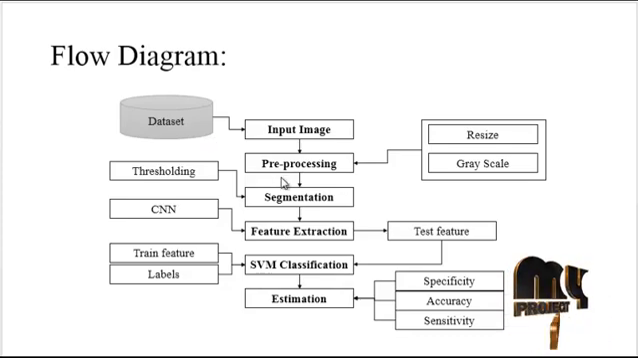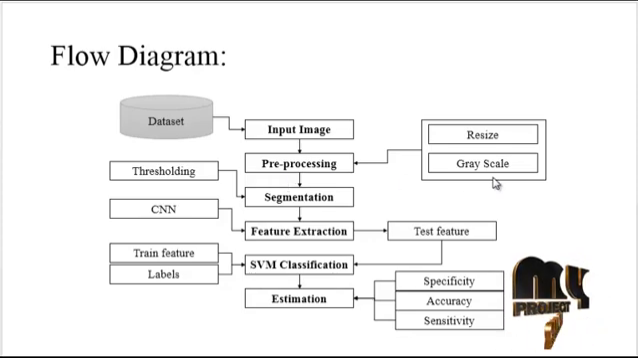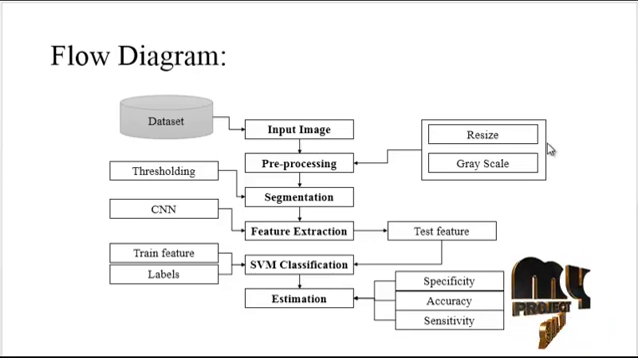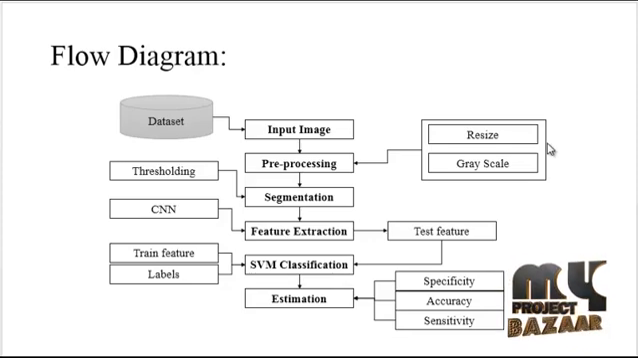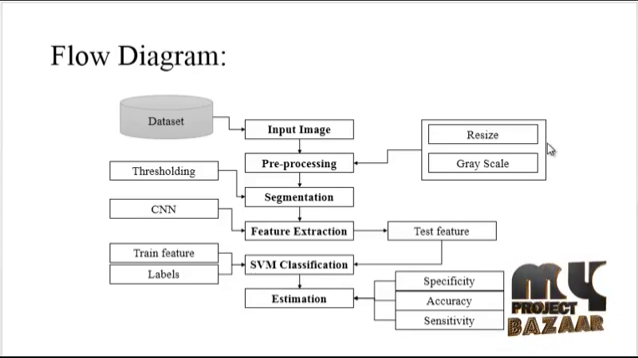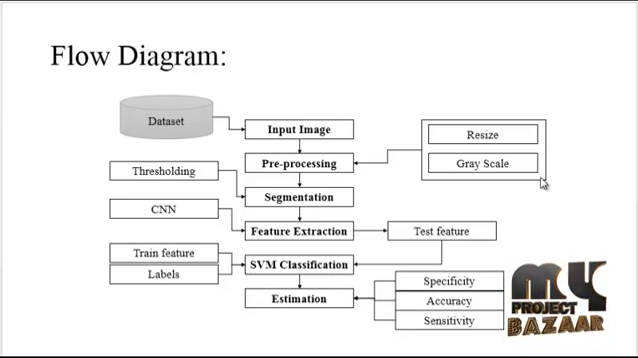that is the pre-processing. In this pre-processing, we have two stages. One is the image resize, and the other is the grayscale conversion. Image resize means we change the dimension of the image to an aspect ratio of 256 cross 256, which means the number of rows is 256 and the number of columns is 256. After resizing the image, we go for the grayscale conversion. If the input image is an RGB image, it will be converted into grayscale form.